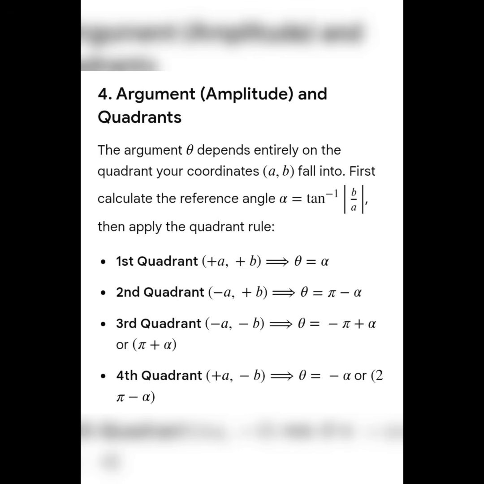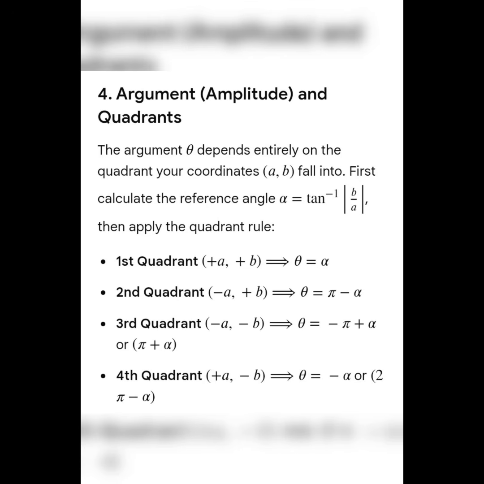The argument or amplitude: the argument depends entirely on the quadrant the complex number falls into. First, calculate the reference angle. Alpha is equal to tan inverse of b by a, or alpha is equal to tan inverse of y by x. Then apply the quadrant rule.